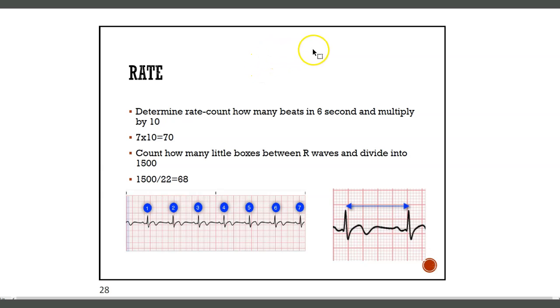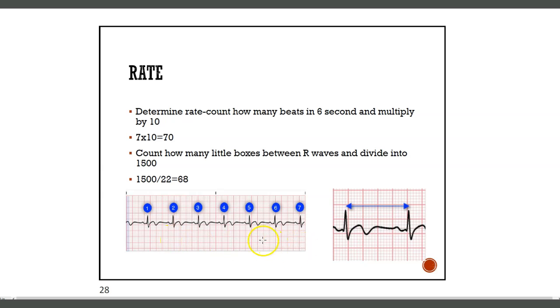All right, so this is what I'm talking to you about. Let's say the patient, we're going to use a 6-second strip, and we're going to count in a 6-second strip. There are 30 boxes in this 6-second strip.